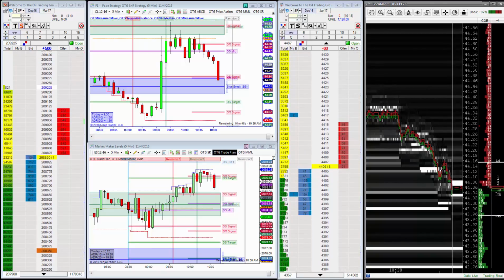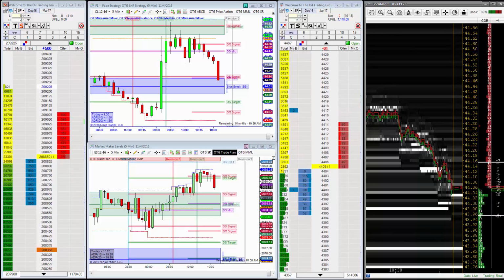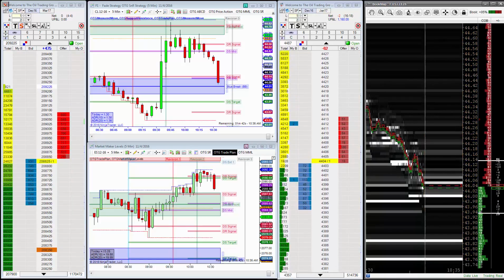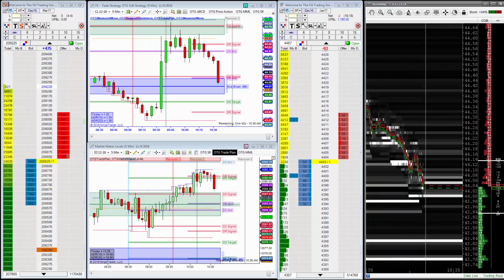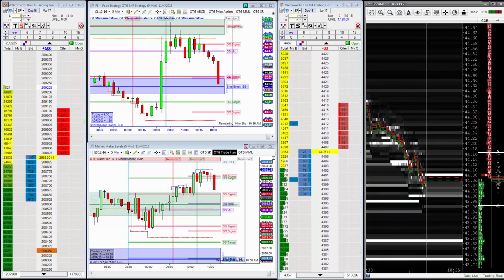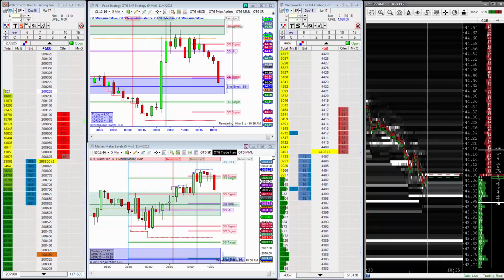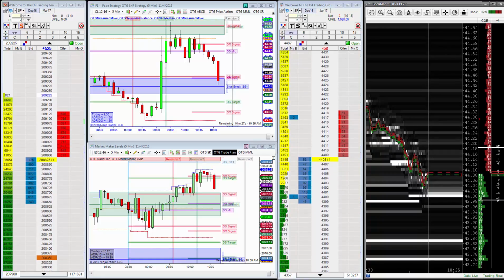7, 6. There's 5, 4. Let's go. Get through 3, 2, 1. There's 5, 4. Bring this trail stop down to 12 here. Trail stop at 12. Let's go. Trail stop 50 ticks at 12. Make that 17 on the stop.